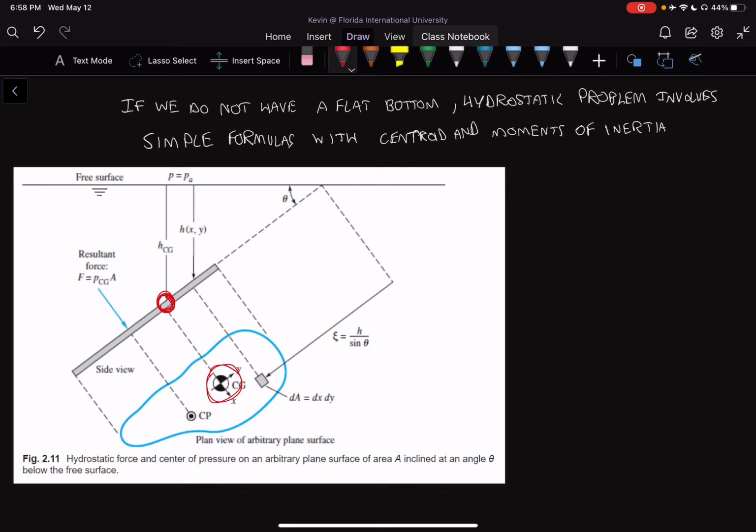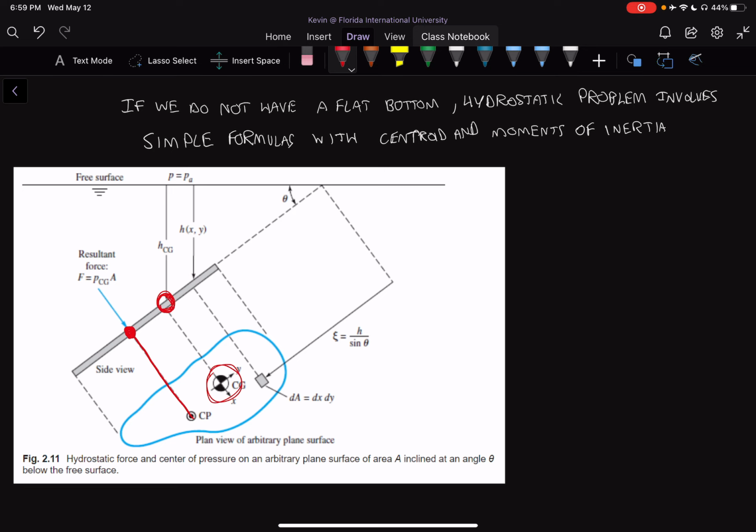So we really need to know the depth. We also have a center of pressure drawn here. So this is the center of pressure. This is where the pressure, if we were to reduce it to one point, would be centered. So that's where the resultant force actually happens, but the center of gravity is still higher.